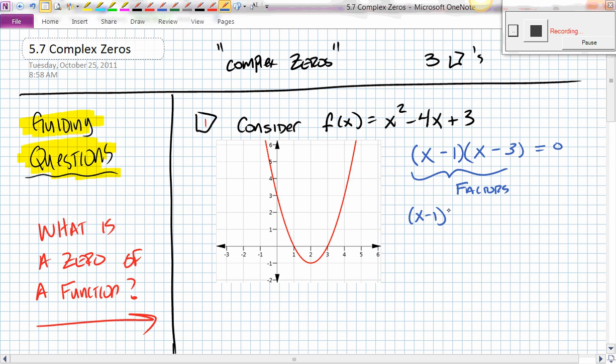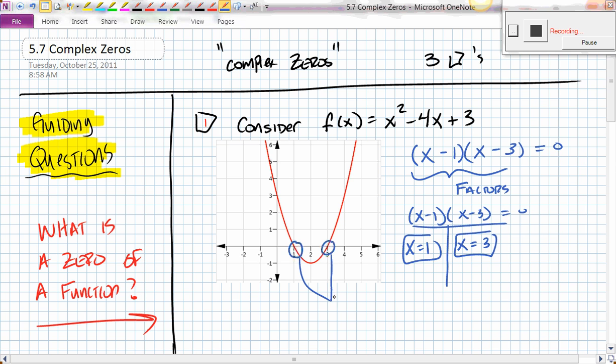So x minus 1 times x minus 3 equals 0, and I would come up with x equals 1 and x equals 3, by using the zero product property here. So 1 and 3, right? That happens to be right there, 1 and 3.